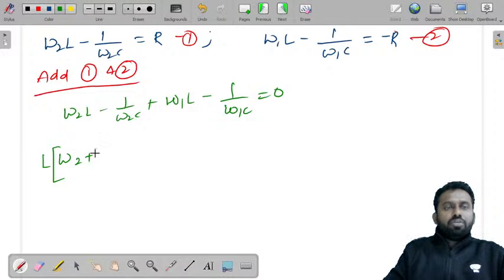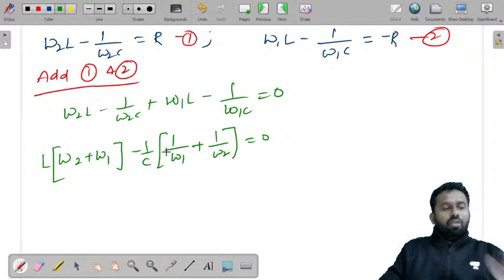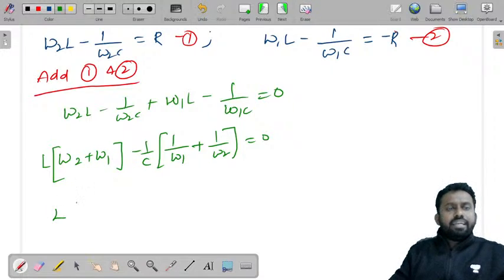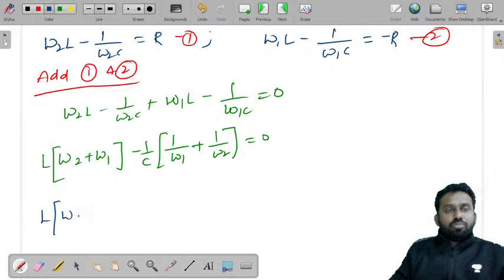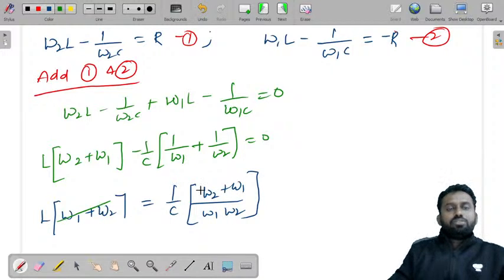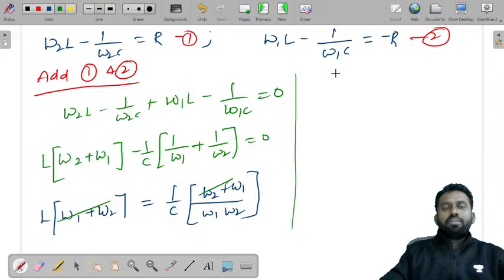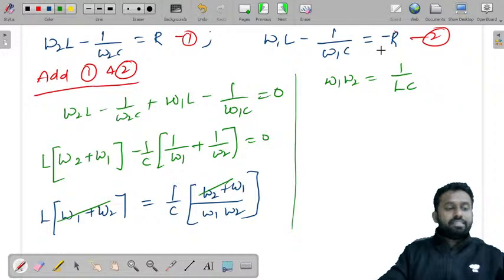So you can write, take common L. L if you take common, omega 2 plus omega 1, and minus 1 by C if you take common, 1 by omega 1 plus 1 by omega 2. Can I write it as L into omega 1 plus omega 2 is equal to 1 by C into omega 2 plus omega 1 by omega 1 omega 2. Can I cancel these two? Yes. What do you get then? You get omega 1 omega 2 is equal to 1 by LC.